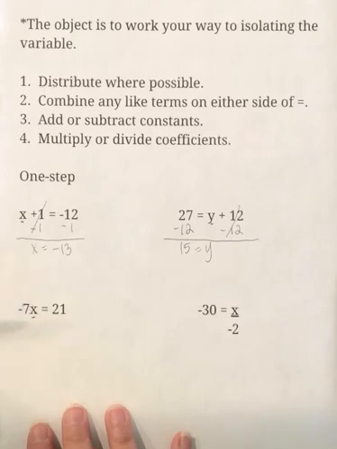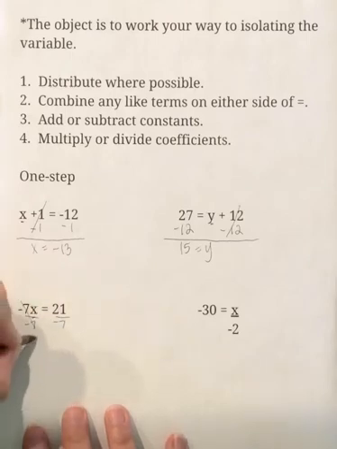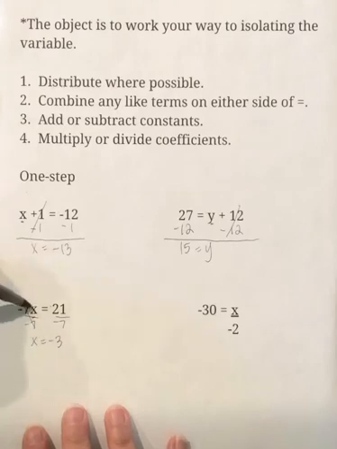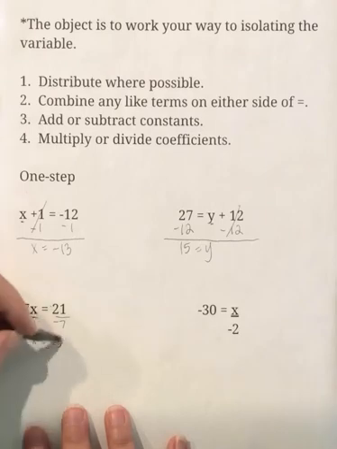This operation right here, two terms right next to each other with no sign in between, that's multiplication. So if I want to get rid of a coefficient that's being multiplied with the variable, I get rid of it with division. And whatever I do to one side, I do to the other. So that cancels out. I have x equals positive 21 divided by negative 7 is negative 3. And again, if I plug that back in, negative 7 times negative 3 is 21.